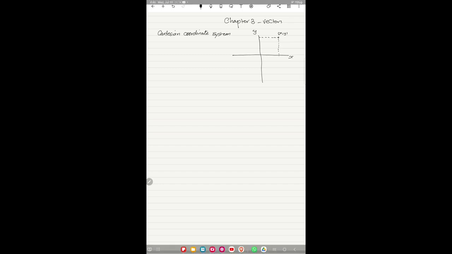Vectors. Let's start with the Cartesian coordinate system. In Cartesian coordinates, we have x and y coordinates, so this is x and this is y. If we have a point here, the coordinate for this point is x and y, in such a way that x here is the intercept with the x-axis, and y here is the intercept with the y-axis.